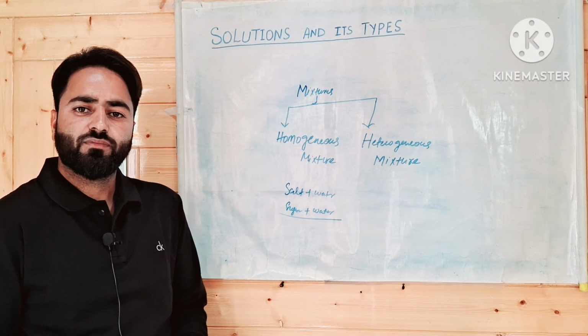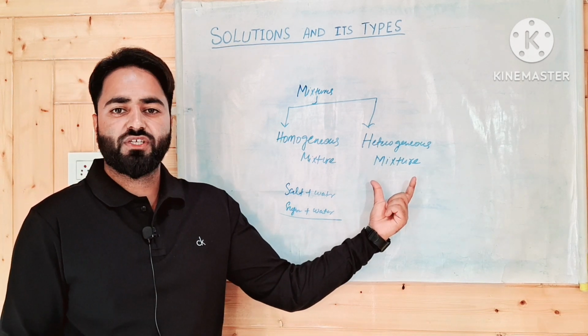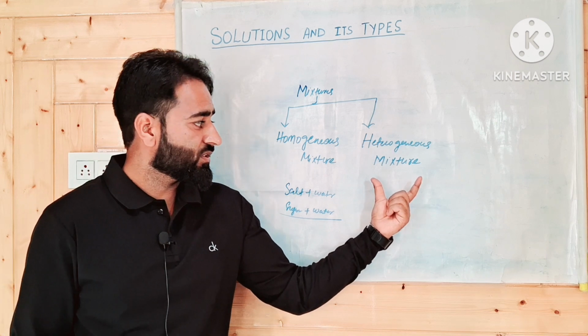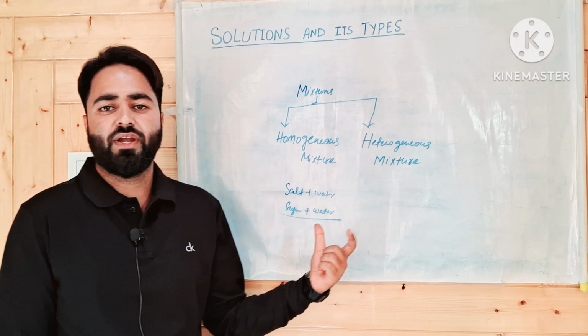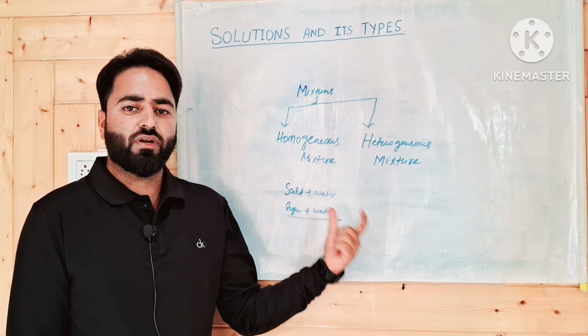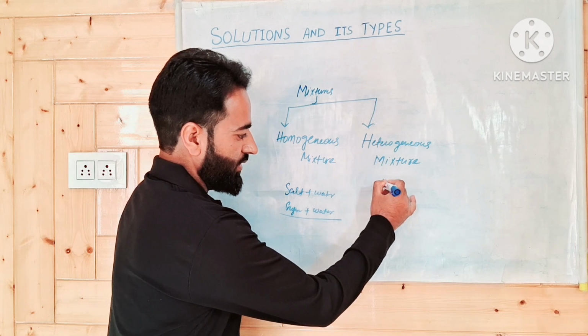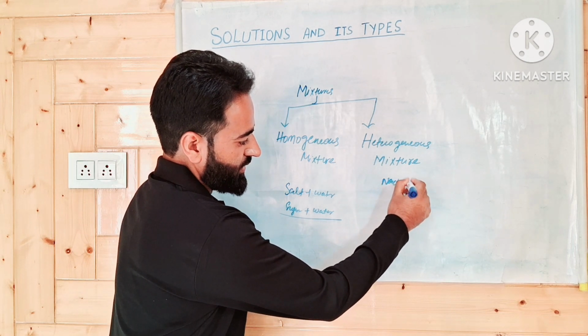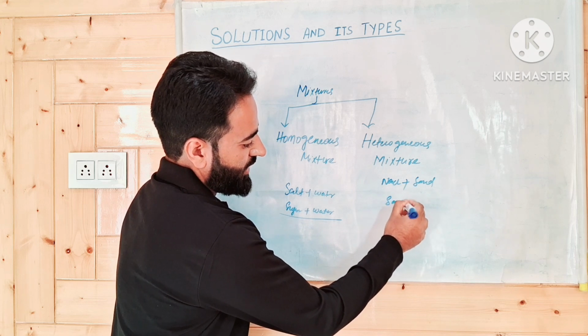A mixture which does not have uniform composition is called a heterogeneous mixture. That is, the components of a heterogeneous mixture are not equally arranged and distributed. Like we have NaCl plus sand, or sand plus water.